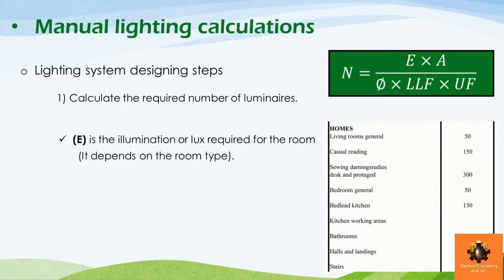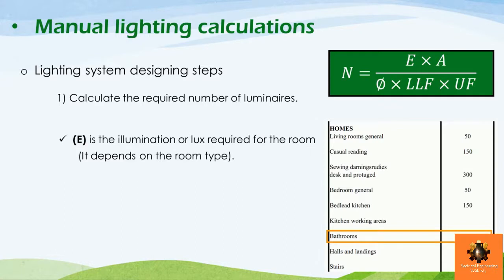And this is an example of the required amount of lux needed for some different rooms according to their type. You can see the living room needs 50 lux, and for example for the bedroom it needs 150 lux, and also for the bathroom it needs 100 lux. So according to the room type we detect the lux.